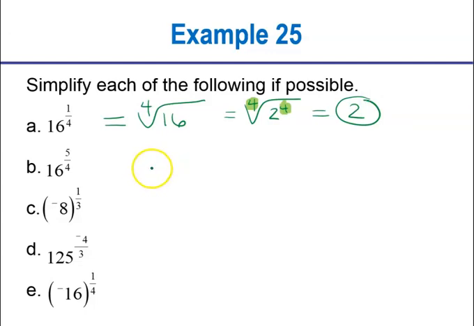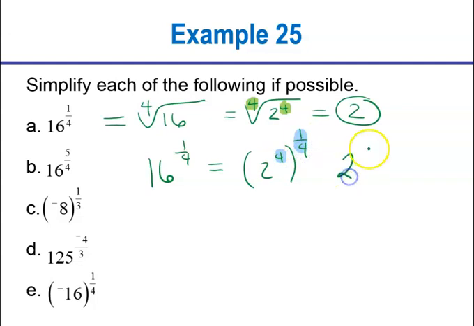Okay, so this is 16 to the 1/4 power. You could write 16 as 2 to the 4th to the 1/4 power. Now remember, when you have a power raised to another power like we do here, you multiply those together. So that would be 2 to the 4/4, which is just equal to 2. So 2 different ways to solve that problem.